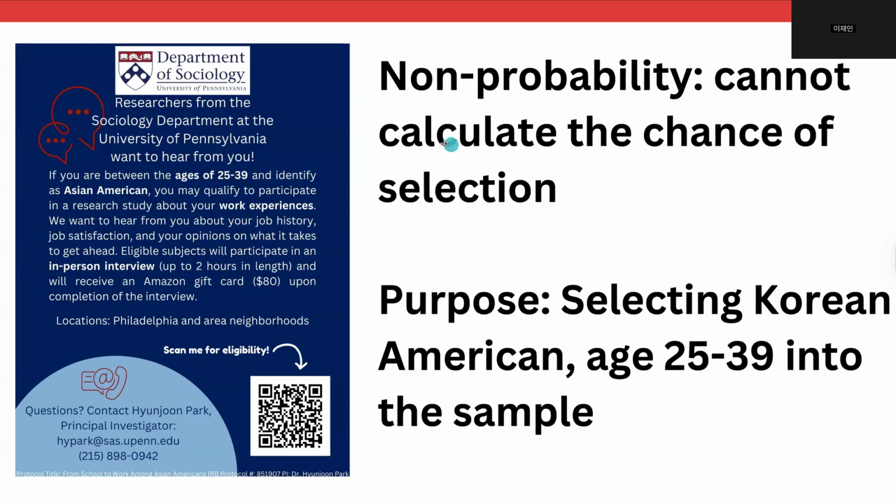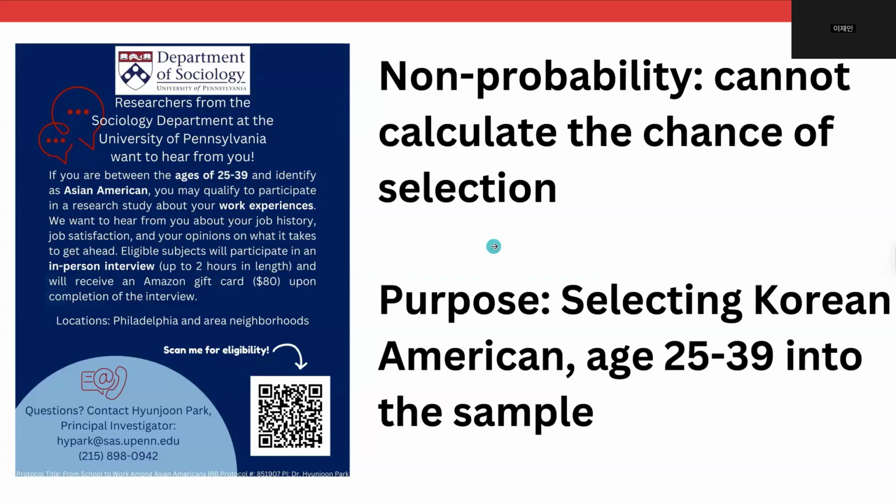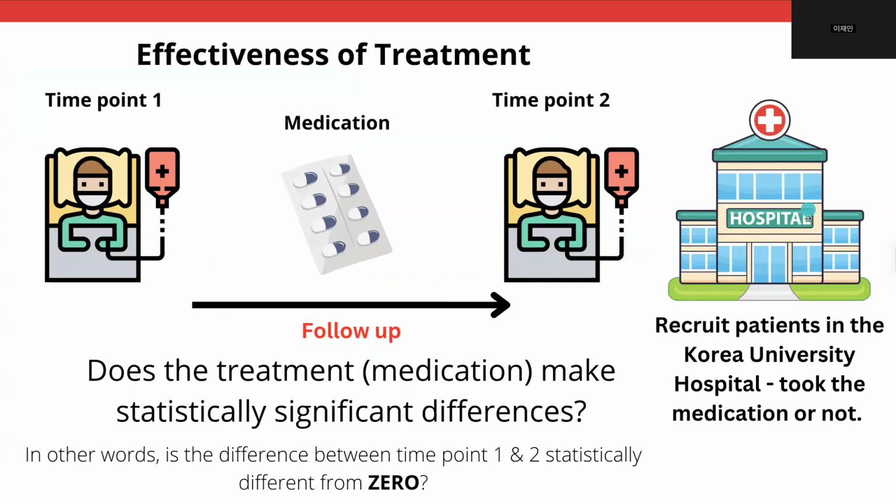So this is not a probability sample because you are not collecting the data based on random selection, but they are trying to reach out to people who share the characteristic of their interest. So Korean American in this range and in the sample. So this is very useful if we have a very special group of interest. And then the Korea University.